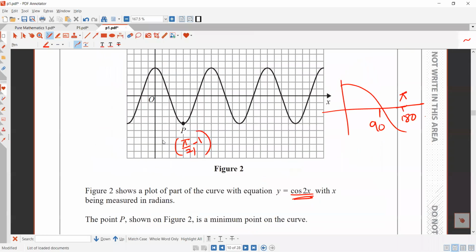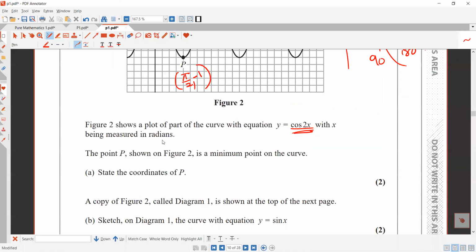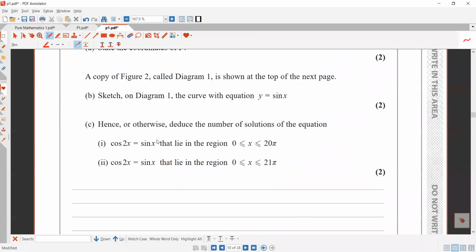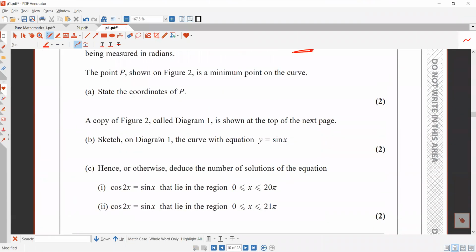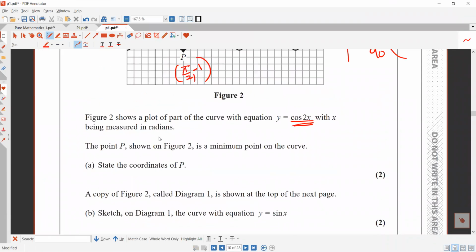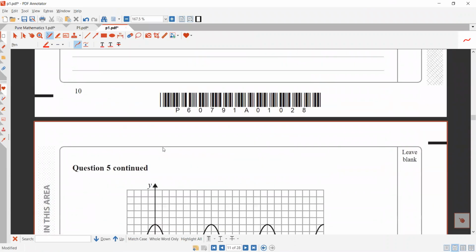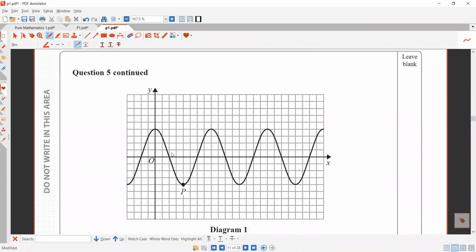Then they said a copy of figure 2, called diagram 1, is shown at the top of the next page. So they gave a copy here to you. Then they said sketch the graph of y is equal to sine x over there. Okay, so we are going to do y is equal to sine x. You guys will not be able to do it.